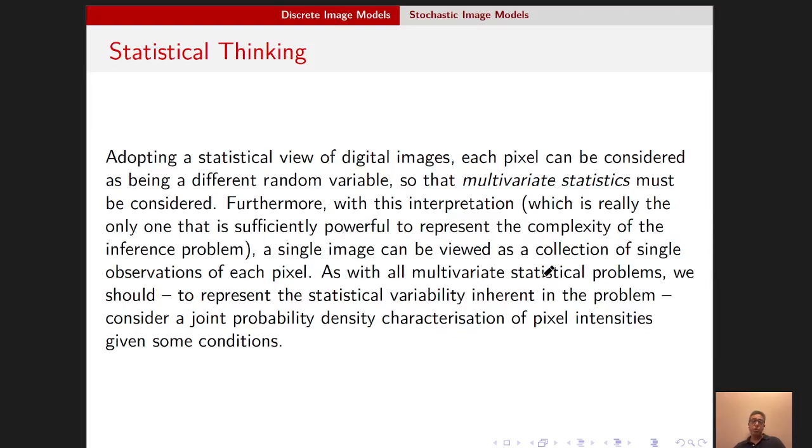Next, we're going to move on to how to think about an image in a statistical way. And the key thing that we need to get to grips with is this notion of having an experimental space or a trial space over which we might repeatedly observe the same scene.